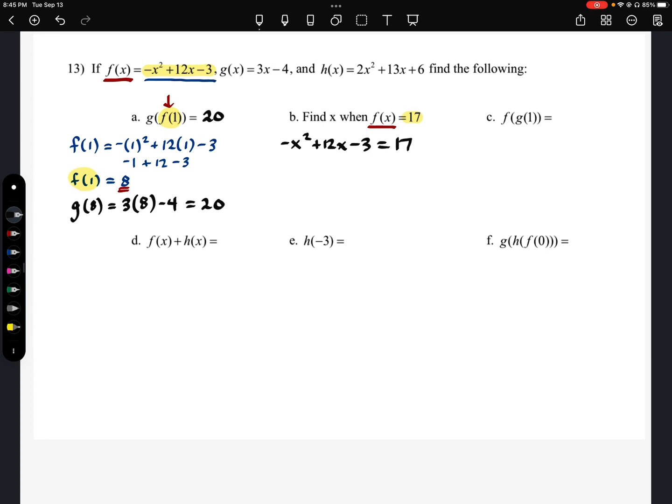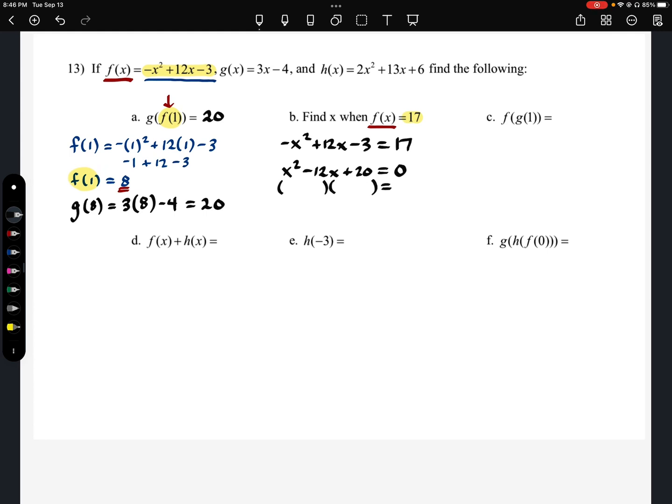I would prefer to have my x squared be positive, so I would move everything to the right side and set it equal to 0. I'm adding an x squared to each side, and I'll rewrite it with it on the left side. So that'd be x squared, subtract 12x from each side, so minus 12x, and then add 3 to each side, which would give me plus 20 is equal to 0.